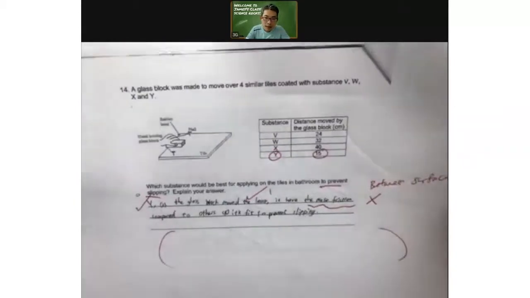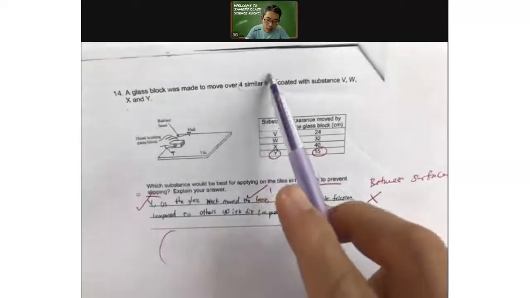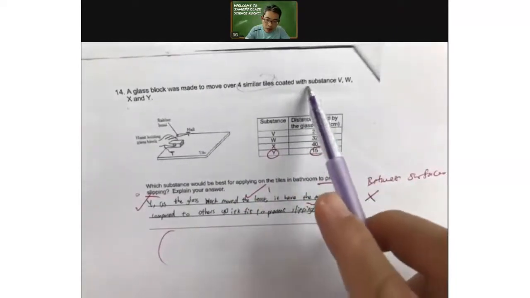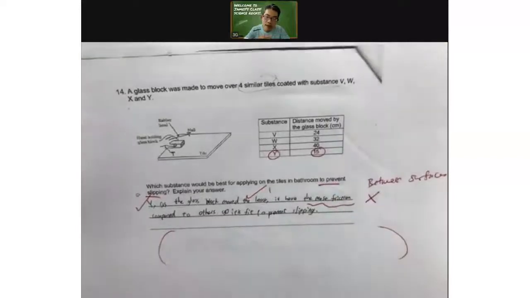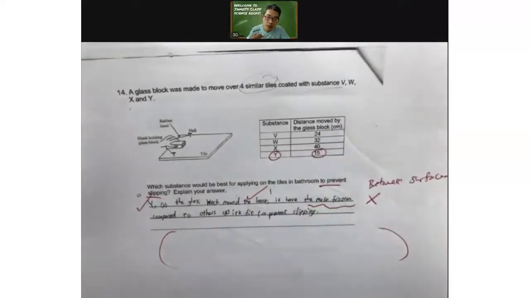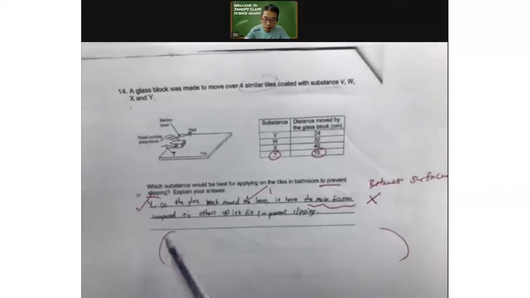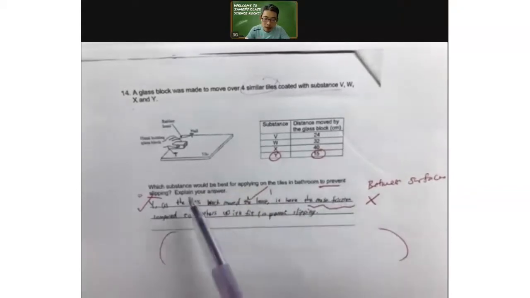This is just like the earlier question whereby you pull something against a rubber band that is stretchy, you let go, it moves forward. And there are 4 similar tiles, right? They are coated with different substances. So you are changing the surface texture, making it either rougher or smoother. Now, which substance will be the best for applying to the tiles to prevent slipping? To prevent slipping, it has got to be something that's rough, which increases frictional force between the bottom of the feet and the surface of the tile.